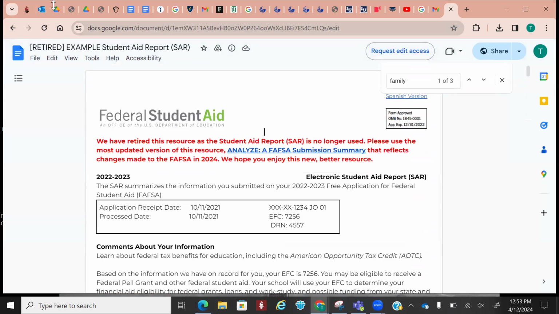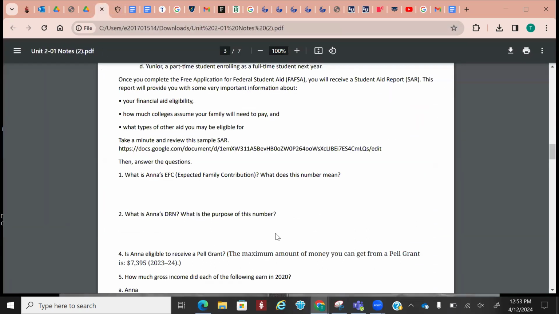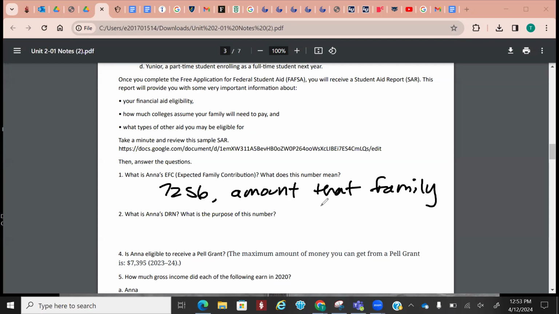Okay. So with that being said, if you look at the family contribution, this number would have been 7,256. And this is the amount that the family is expected to contribute. So your parents would be paying this much.